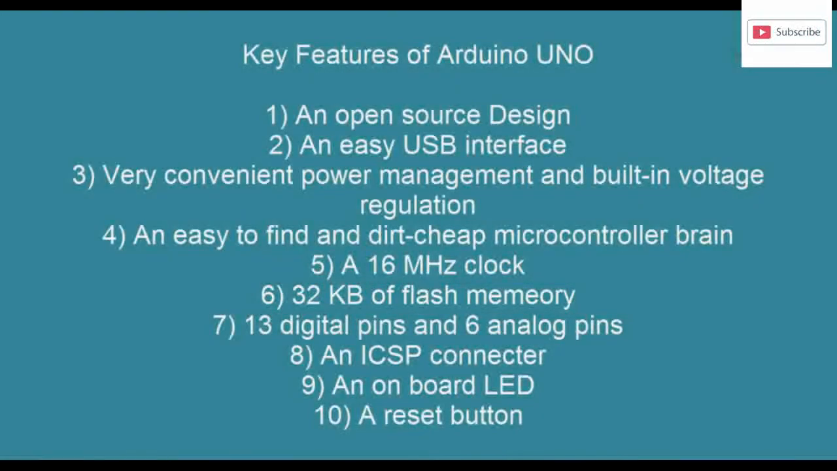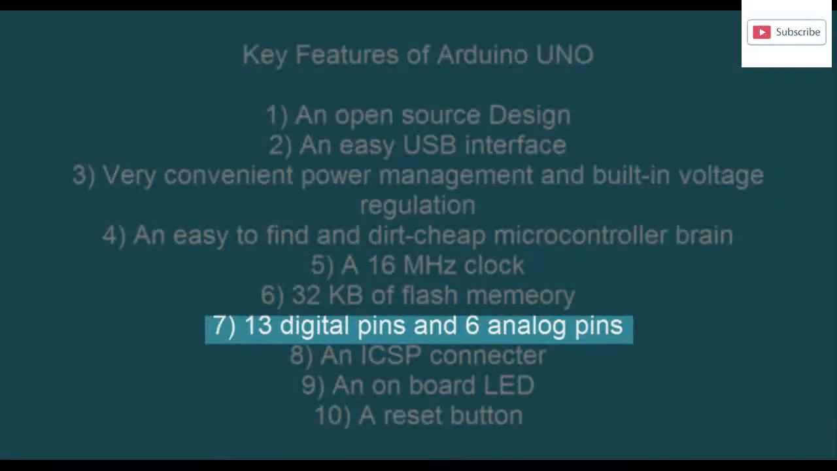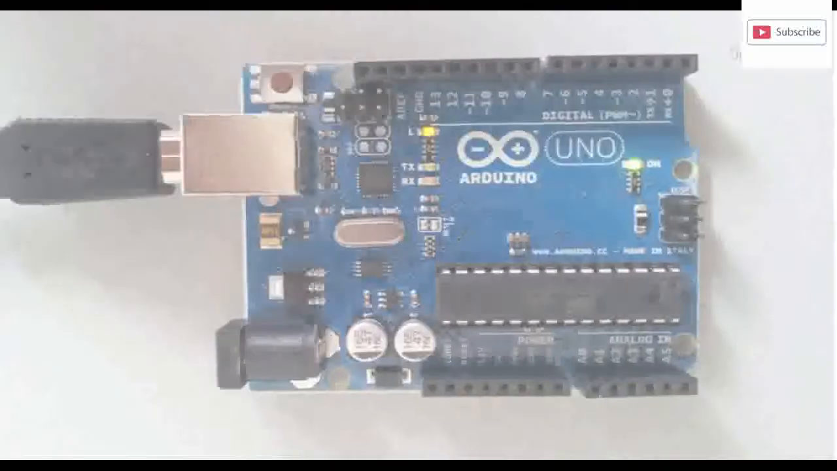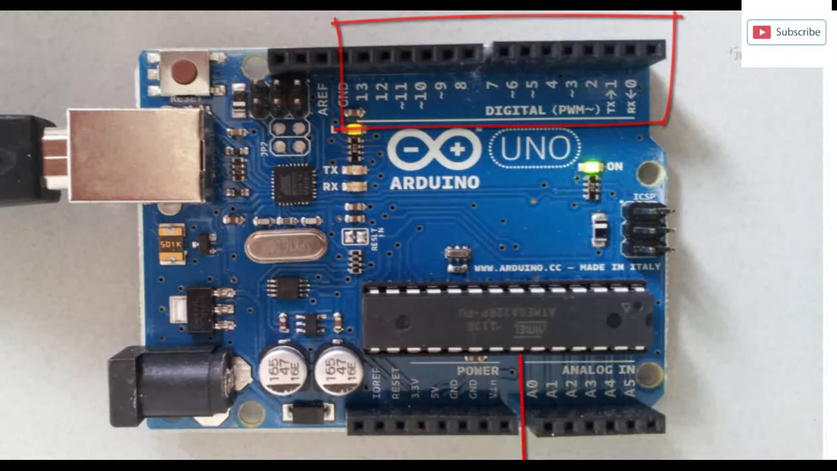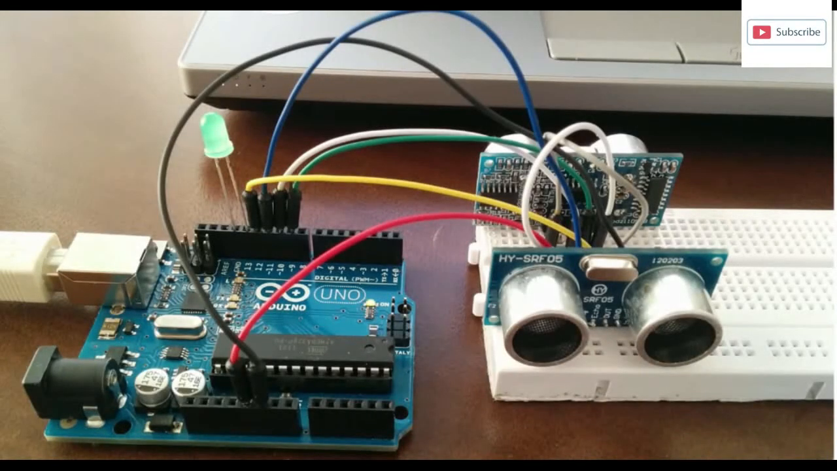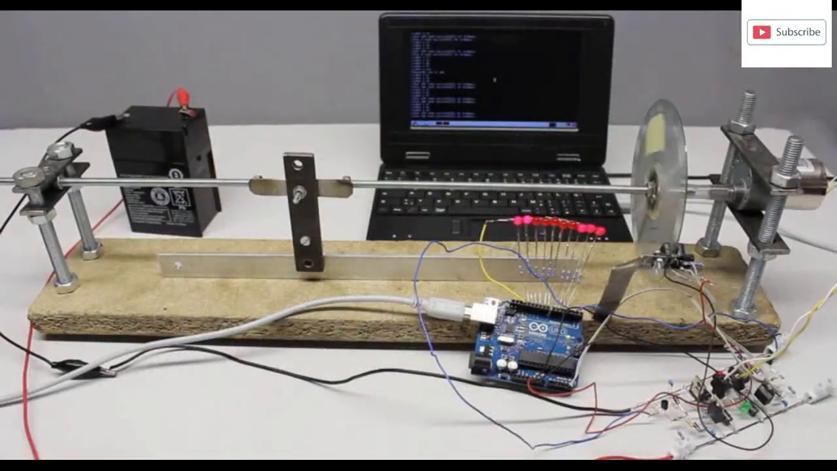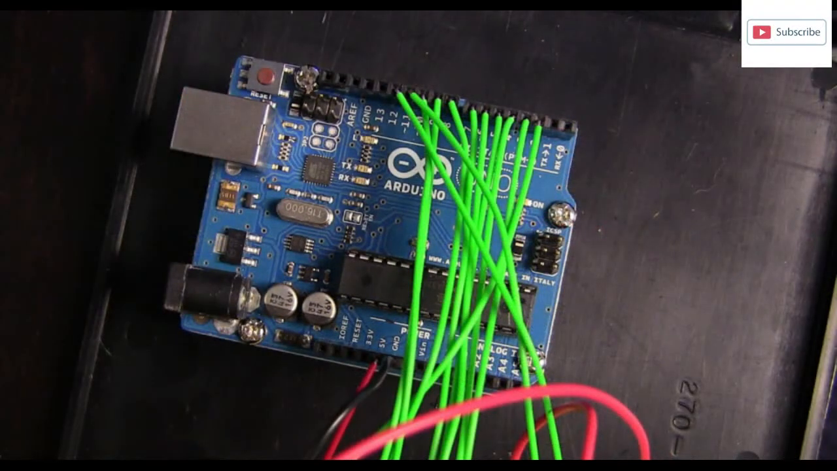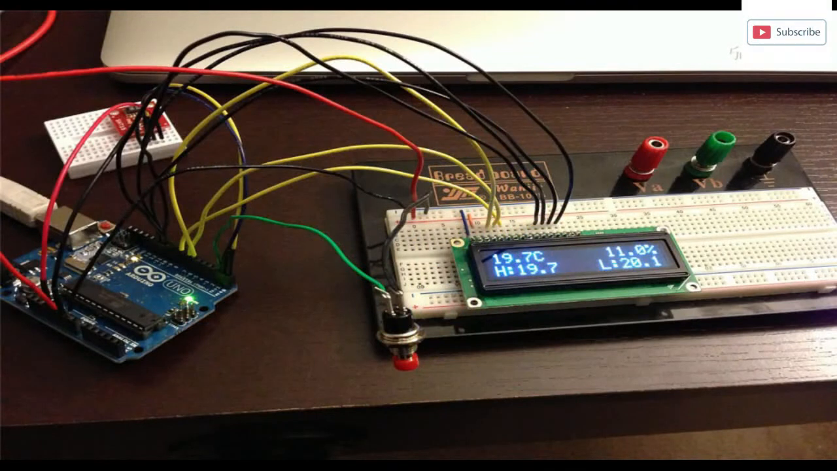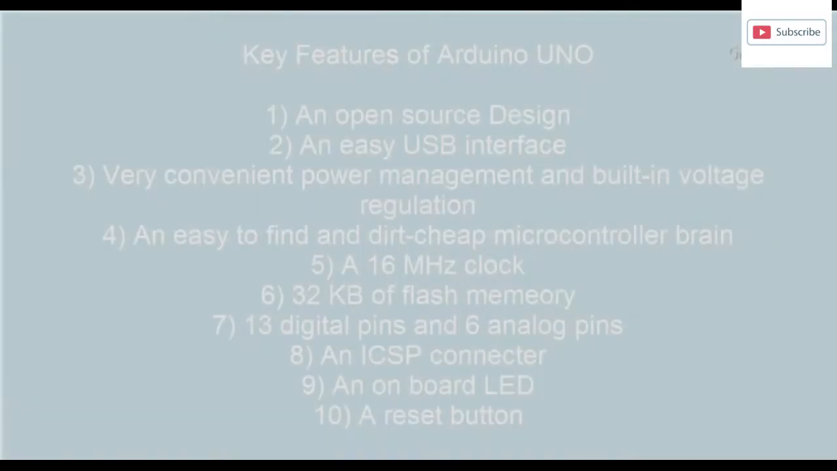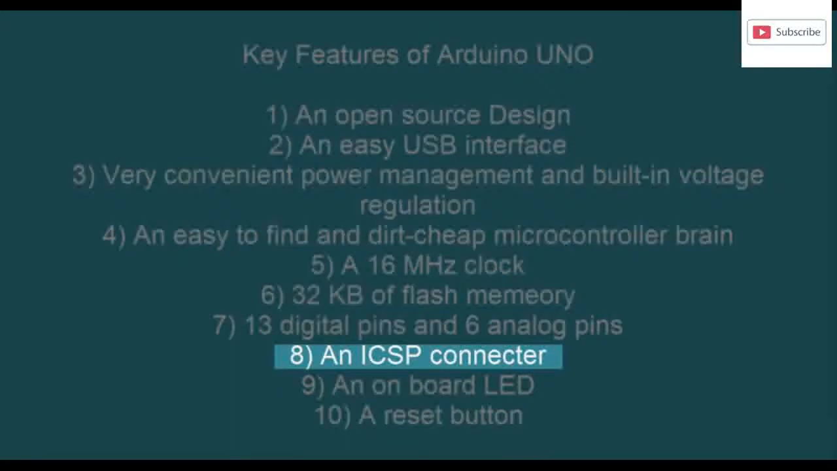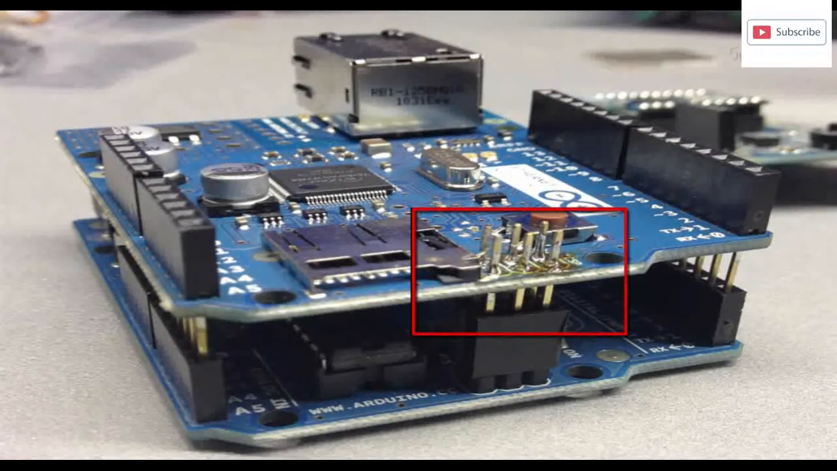13 digital pins and 6 analog pins. These pins allow you to connect external hardware to your Arduino. These pins are key for extending the computing capability of the Arduino into the real world. Simply plug your devices and sensors into the socket that corresponds to each of these pins and you are good to go. An ICSP connector for bypassing the USB port and interfacing the Arduino directly as a serial device.